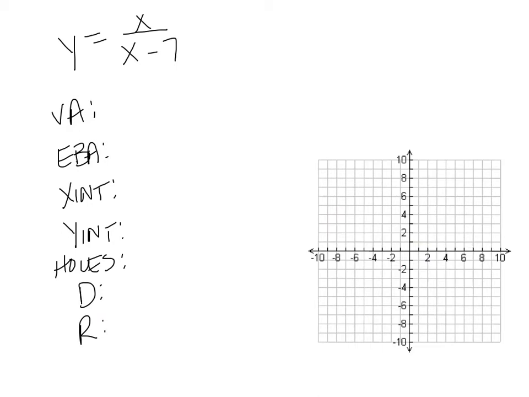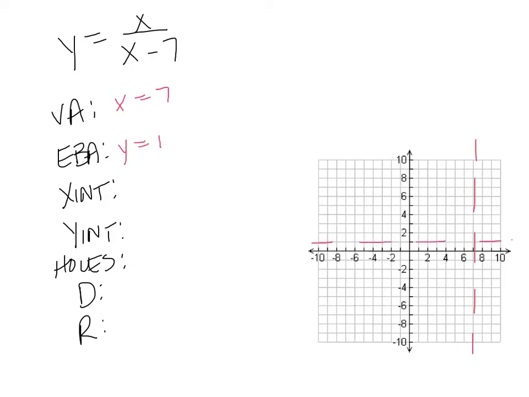So thinking about those things that we did in the first example and what you remember from the rational graphing number 1 video, let's go ahead and graph this thing. I don't actually have to factor anything, so I can go ahead and get started. The vertical asymptote is the number that makes the denominator equal 0. So in this case, it's going to be x equals 7. The end behavior asymptote, if the degrees are the same, is the ratio of the leading coefficient over the leading coefficient. So in this case, it's 1 over 1, so my end behavior asymptote is at y equals 1.